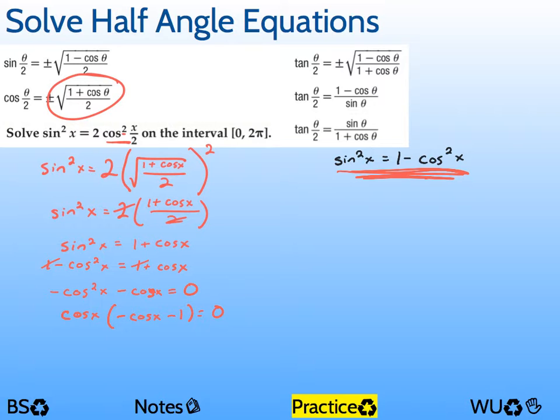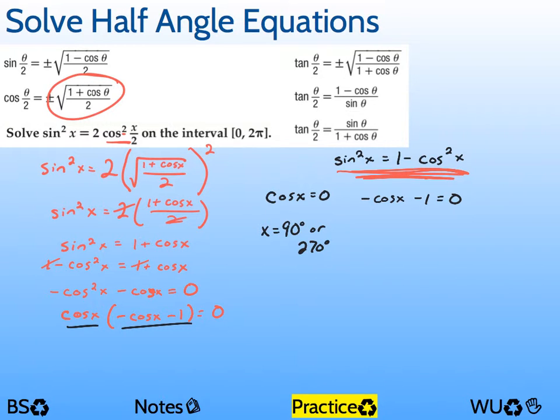Now there are two distinct times when that actually works out. It's when either cosine of x equals 0 or when negative cosine of x minus 1 equals 0. You should know that cosine of x equals 0 when x is either 90 degrees or 270 degrees.